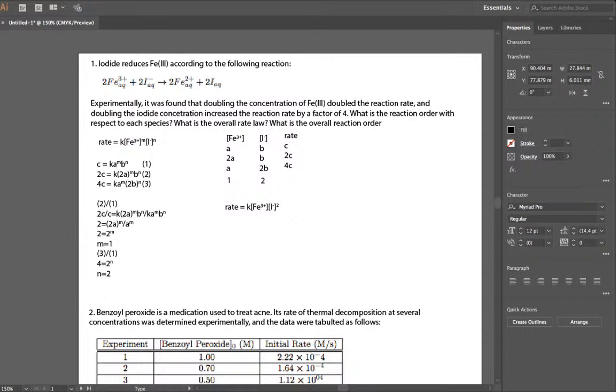And lastly, what is the overall reaction order? It's basically 1 plus 2, which would equal 3. And that's all answered and covered. But there is actually a much simpler way for you to solve this problem. The first thing is just realizing something. Watch.